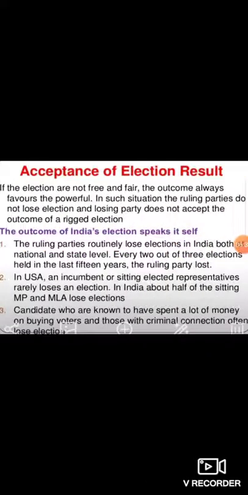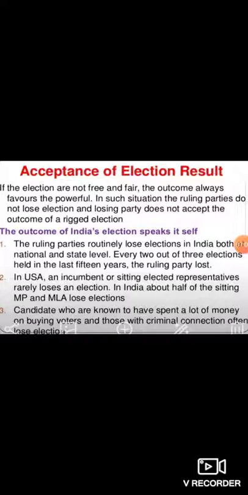Now, students, acceptance of election result. One final test of the free and fairness of election is in the outcome itself. If elections are not free or fair, the outcome always favors the powerful. In such a situation, the ruling parties do not lose election. Usually, the losing party does not accept the outcome of the rigged elections.